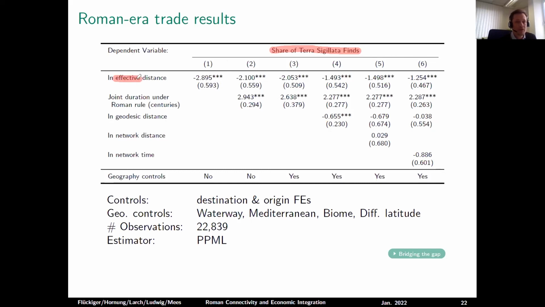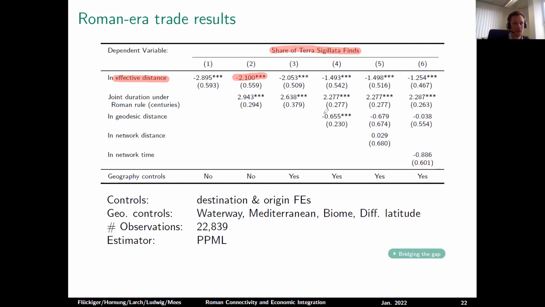So if effective distance is higher, then we should find fewer of these potsherds in a given cell. And this is what we find. So here we find a significant difference in places that are further away than closer by, based on our least cost path, right? And this is the elasticity that I talked about when starting this talk. So here we estimated it at roughly 2. So for each percentage increase in the distance, we have a reduction in trade by 2%.